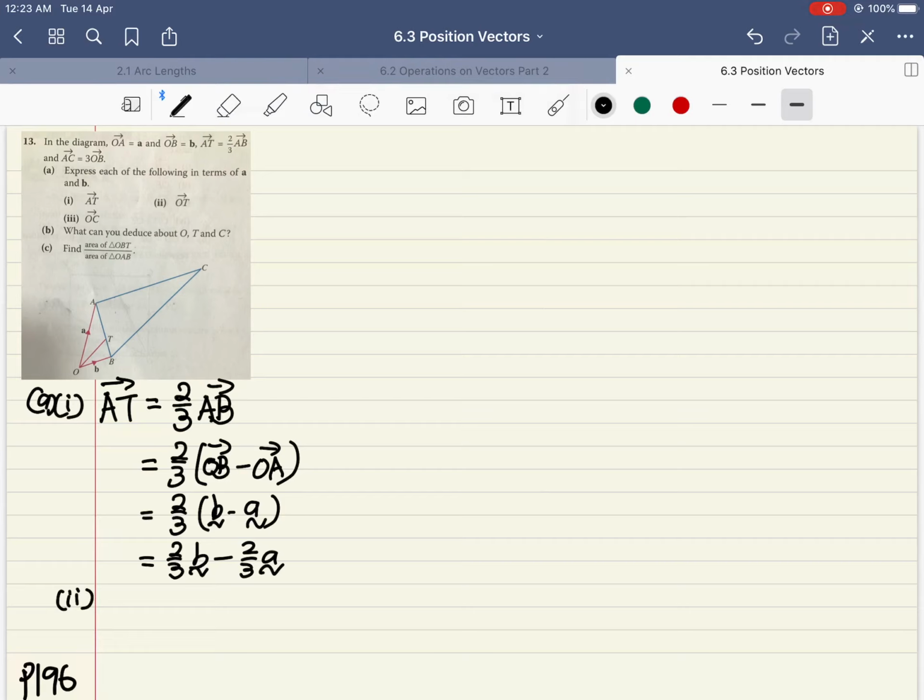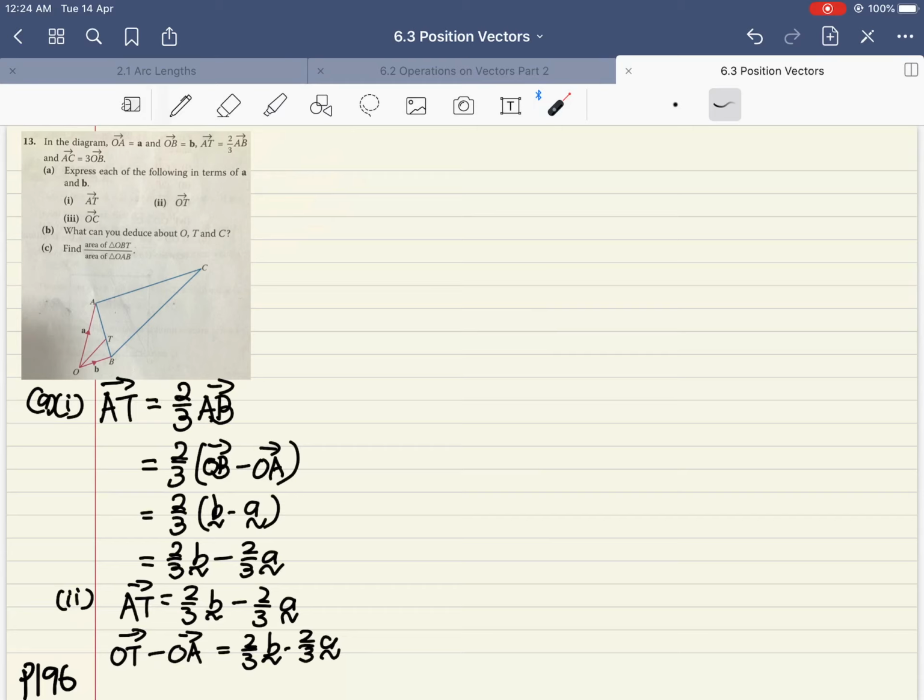Then we move on to part A(2). Part A(2) wants us to find OT. In this case, what we can do is start with AT equals 2/3 B minus 2/3 A. Now AT, if I re-express it, can be OT minus OA equals 2/3 B minus 2/3 of A.